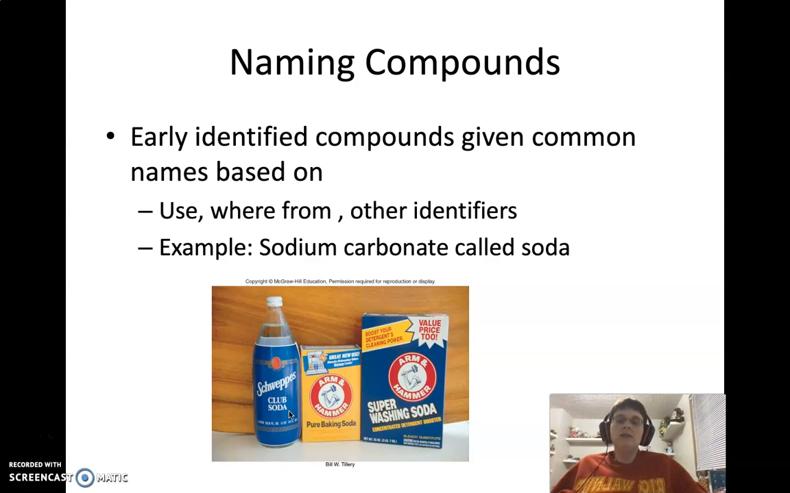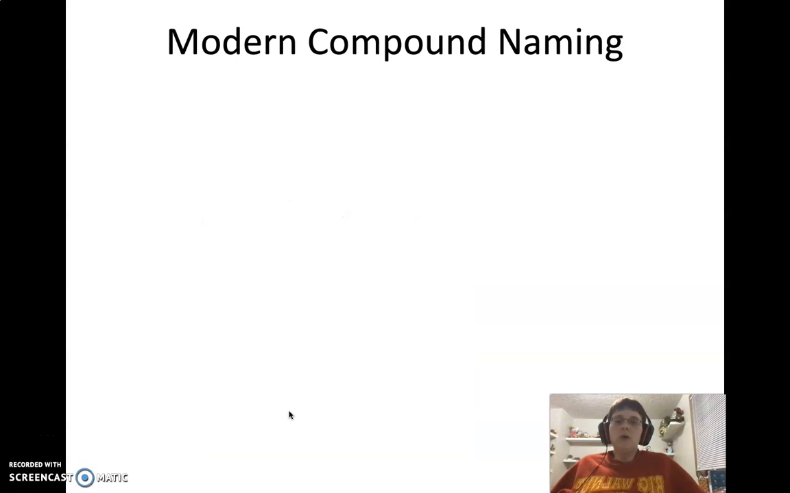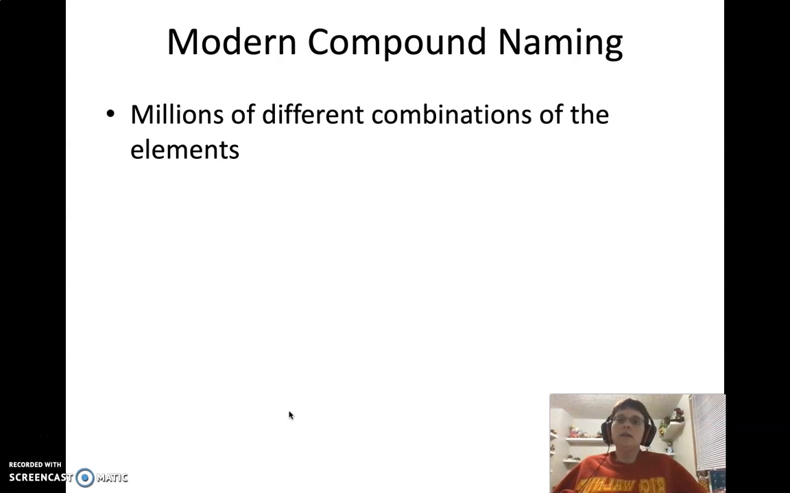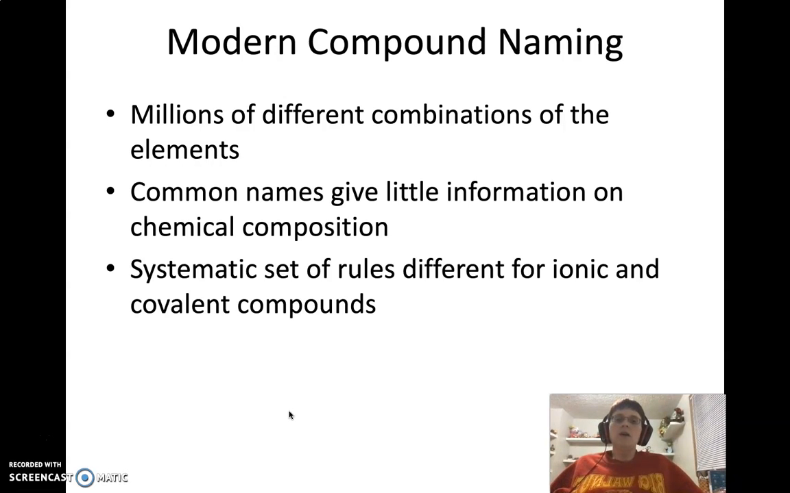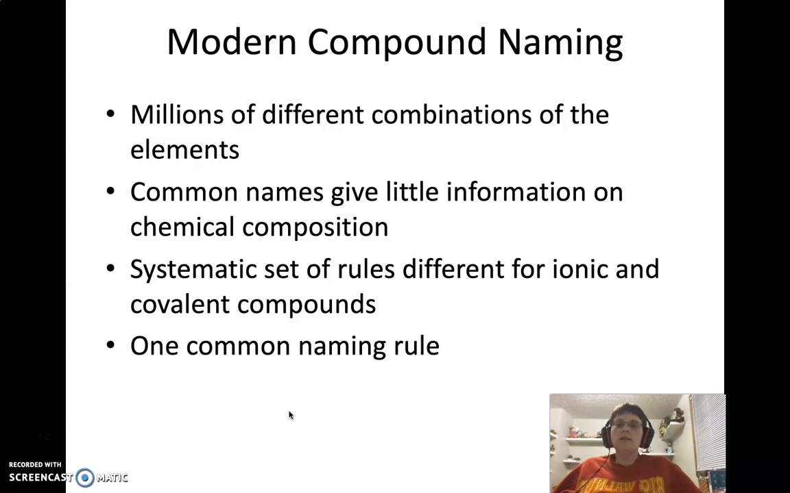within these different sodas. So we now have modern compound names, and the thing is that there are millions of different combinations of the elements. And so we had to come up with a way to start naming all of them, since those common names give us very little information on the chemical composition. So there are two different sets of rules, a set of rules for naming ionic compounds and a set of rules for naming covalent compounds. And that's what we're going to be going through here in our next section.